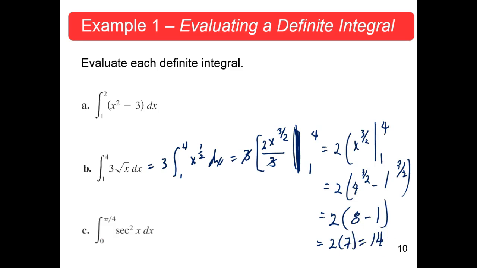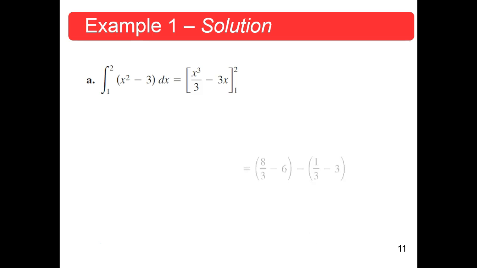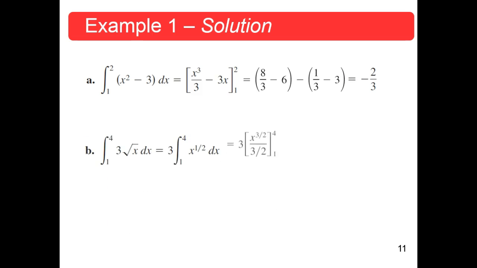Okay. I've got to erase this, so remember that one. Oh, man. We're out of time, aren't we? Okay. Sorry about that. Let's just check those 2 answers quickly. The first one was negative 2/3. Wasn't that what we got? Okay. And the second one was 14. Yes. So we'll pick up and do the third one next time.